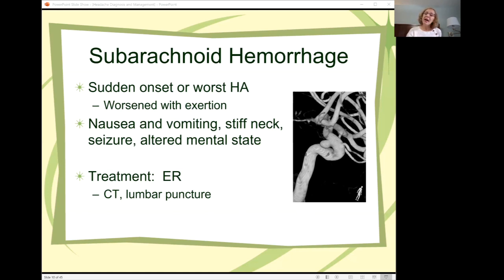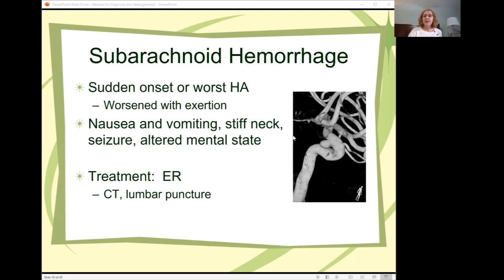If this is suspected, the patient should be sent emergently to the emergency room. There, they'll likely have a CT scan, and if the CT is negative, they'll undergo a lumbar puncture looking for blood in the cerebrospinal fluid. But ultimately, these patients should be out of our chair and into the emergency room within minutes.